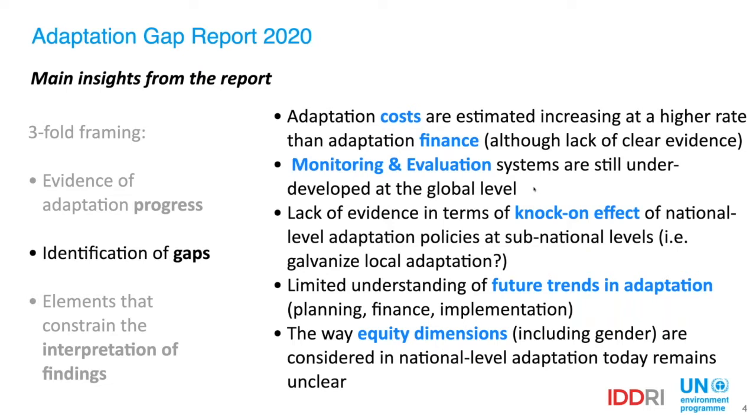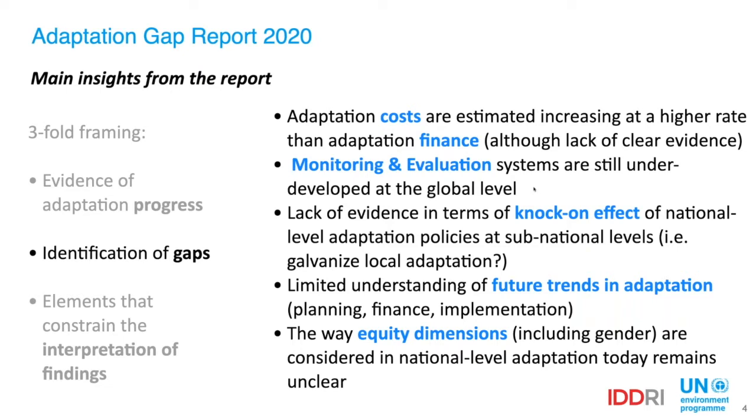First of all, it has been said adaptation costs are estimated to be increasing at a higher rate than adaptation finance. So we still lack clear evidence on that, but there is really a general agreement around this conclusion. Also, Anet showed that in terms of monitoring and evaluation systems, they are coming up, and there are some already in development, but still overall there is a kind of underdevelopment of these systems at the global level, while they are critical to ensure the sustainability of adaptation action.